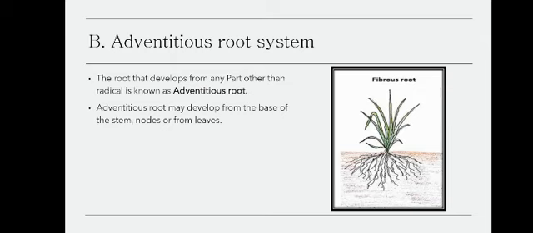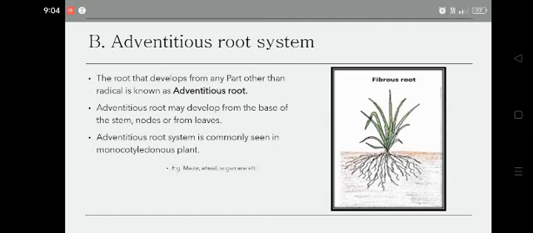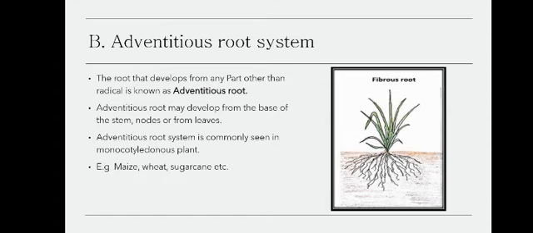Adventitious roots may develop from the base of the stem, the nodes, and from leaves. The adventitious root system is commonly seen in monocotyledonous plants. In monocotyledonous plants, basically, the adventitious root system is observed. Example: maize, wheat, sugarcane, etc.